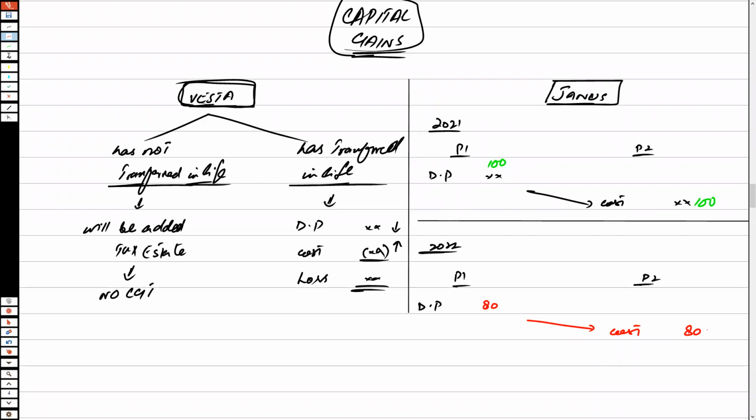Now, which situation is beneficial? A very important discussion, a very important question. With respect to Janus, what is beneficial for him? What is his wish? Whether he should get this asset in 2021 or in 2022? Because for this person, the cost, or we can also mark this cost as base cost. So it's not the cost, it's actually the base cost. So whether a lower base cost is better or a higher amount is better?